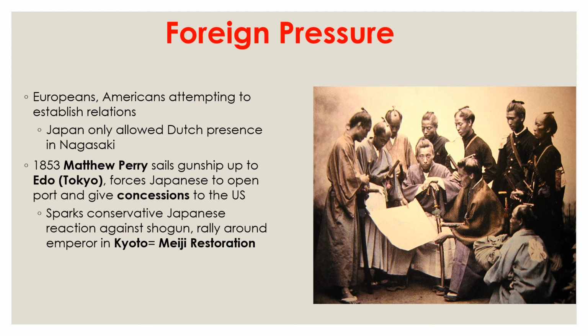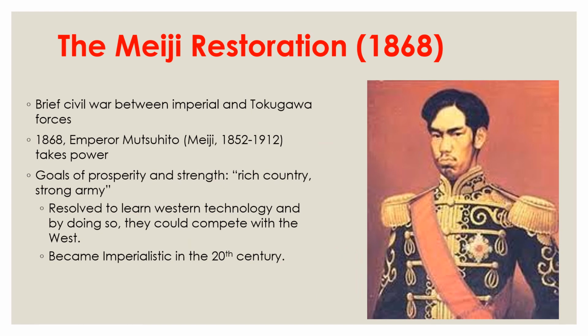This sparked conservative Japanese reaction against the shogun, who really was in charge of Japan in the name of the emperor, to rally around the emperor to actually have maybe some real power now instead of the shogun controlling him in Kyoto. This will actually lead to the Meiji Restoration of imperial control. This will lead to a brief civil war, 1868, between the imperial forces and the Tokugawa forces, the shogun's forces. In 1868, the imperial forces win, and Emperor Mutsuhito, also nicknamed Meiji, that's why it's called the Meiji Restoration, takes power. The goals of the Meiji Restoration were prosperity and strength, rich country, strong army.